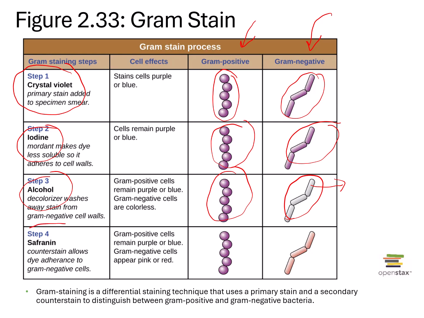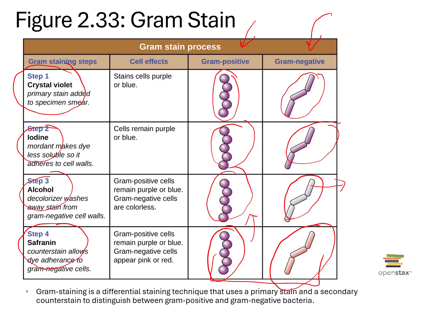In the last step, we have our counterstain, safranin. Safranin is also a basic stain, and it stains both types of cells. But because the purple stain was retained after the previous step, purple is darker than pink, so you don't see the pink. Purple masks the pink color. In contrast, for gram-negative cells, which were previously colorless, you will see the safranin, the pink color. At the end of the gram stain, gram-positive bacteria are purple, gram-negative bacteria are pink.